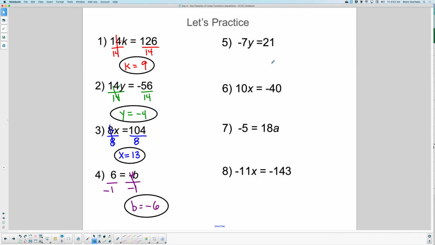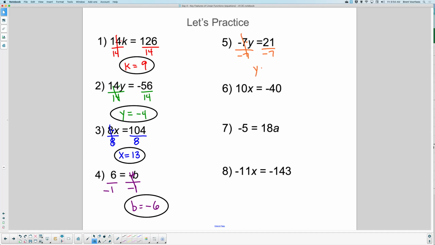We got to get rid of the -7. You're correct. How do I get rid of this -7? What's it doing? It's multiplying. What's the opposite of multiplication? Division. Let's divide both sides by -7 then.